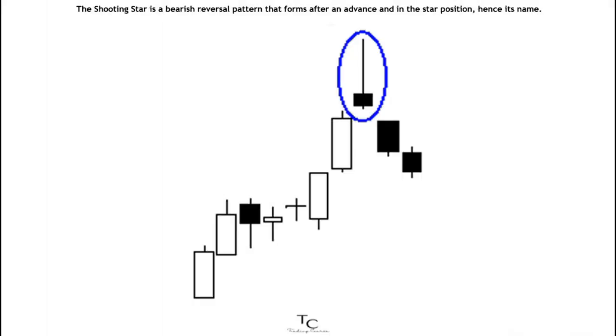The shooting star is a bearish reversal pattern that forms after an advance and in the star position. Hence its name. A shooting star can mark a potential trend reversal or resistance level. The candlestick forms when prices gap higher on the open, advance during the session, and close well off their highs. The resulting candlestick has a long upper shadow and small black or white body. After a large advance, the upper shadow shows the ability of the bears to force prices down, which raises the yellow flag.